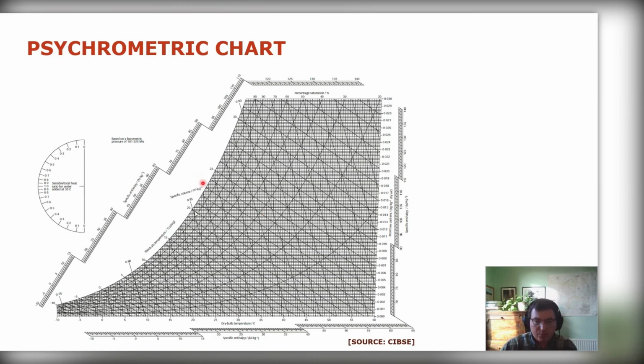Let's first of all look quickly at what we've got. On the horizontal axis is our dry bulb temperature. That's basically what we would refer to as temperature. That's what you would measure with a normal thermometer for your air. So that's temperature. In this case, it's in degrees Celsius.